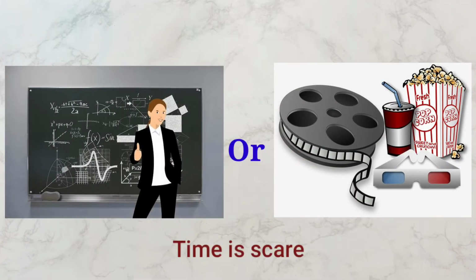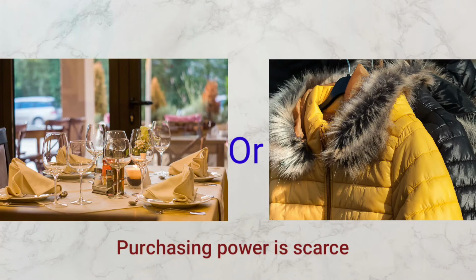Think of a situation where you had to choose between attending a lecture and watching a movie with your friends. You cannot be at both places at the same time, so you need to choose one and let go of the other. We also make choices while spending the limited purchasing power we have. For instance, making a choice between purchasing winter clothing or having a delicious lunch in a restaurant.